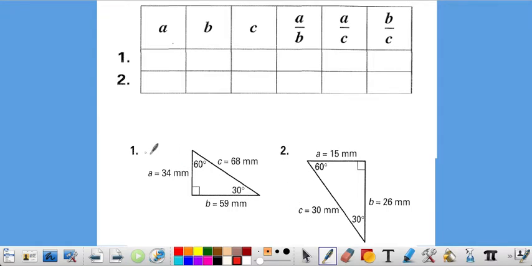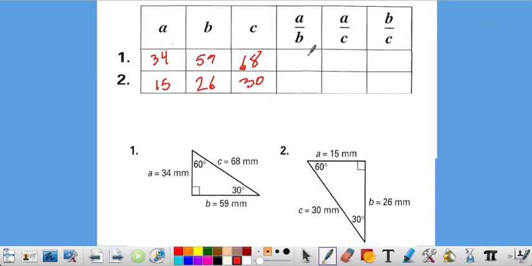I have two triangles here, triangle 1 and triangle 2. We can see they're both similar in the fact that they're both 30 degree, 60 degree, 90 degree triangles. Side A of triangle 1 is 34. That's millimeters. Side B is 59. Side C is 68. Then I'll jump right down to A, B, and C for triangle 2. A is 15, B is 26, and C is 30. So we can agree that all of these numbers are different.